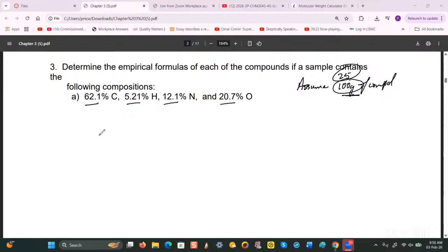Now, if you have had me before, you know that I like to solve problems like this in a tabular fashion, in the form of a table. So at the top of the table, I'm going to put the formula for the different elements. Carbon here, hydrogen here, nitrogen here, and oxygen, right? So these are the elements that I've placed at the top of the table.